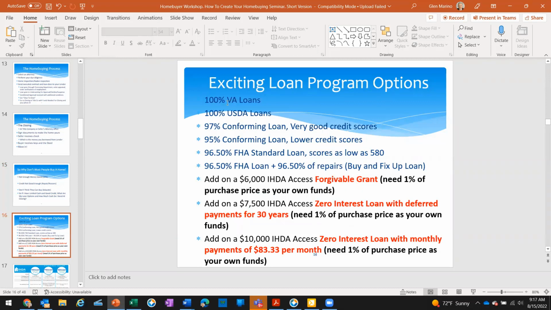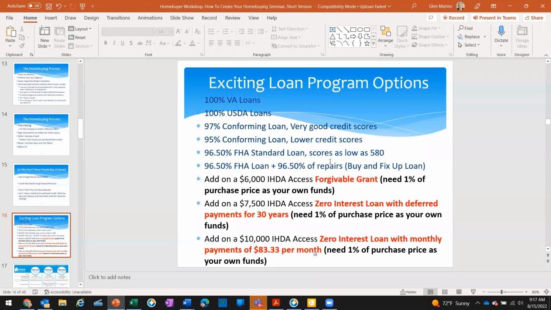First off, if they're a veteran, they get 100% financing. They can borrow 100% of the purchase price. If they're in certain rural areas, they can borrow 100% under the USDA program. If they have a very good credit score, they can get 97% on a conforming loan. If they have a lower credit score, they get 95%.